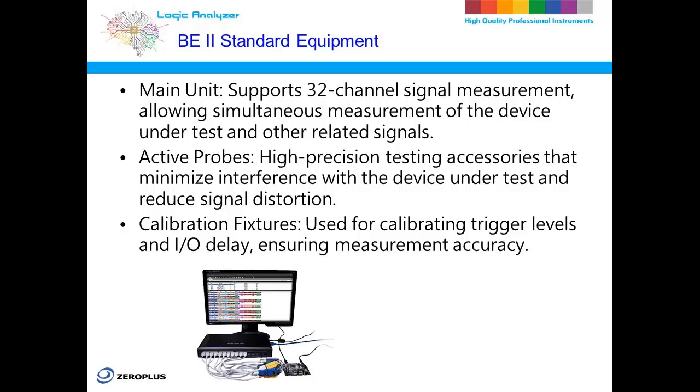In addition, the calibration fixture is an essential part of the B2. Its main function is to calibrate the trigger levels and I/O delays, ensuring the accuracy of the test results. As data transfer rates increase, even small delays or level shifts can impact the test results, so the calibration fixture ensures that the B2 maintains stability and consistency in precision testing. Overall, the B2, with its main unit's multi-channel support, active probes for high-precision testing, and calibration fixture for accurate calibration, offers a powerful and reliable testing solution.